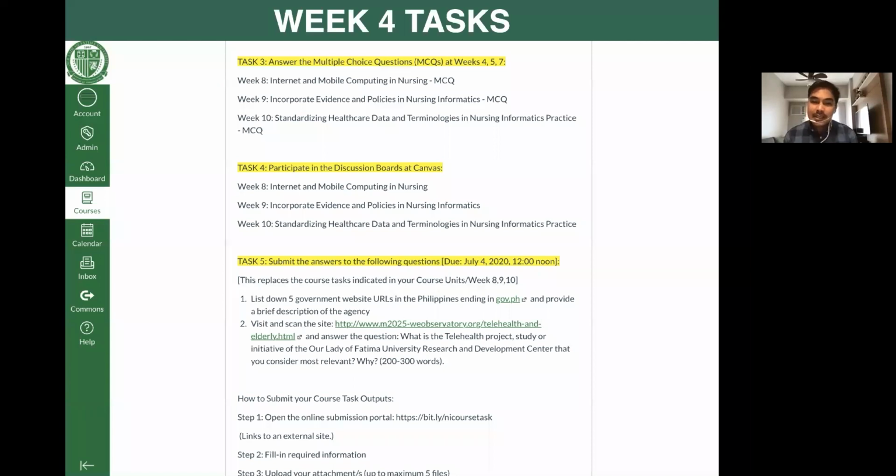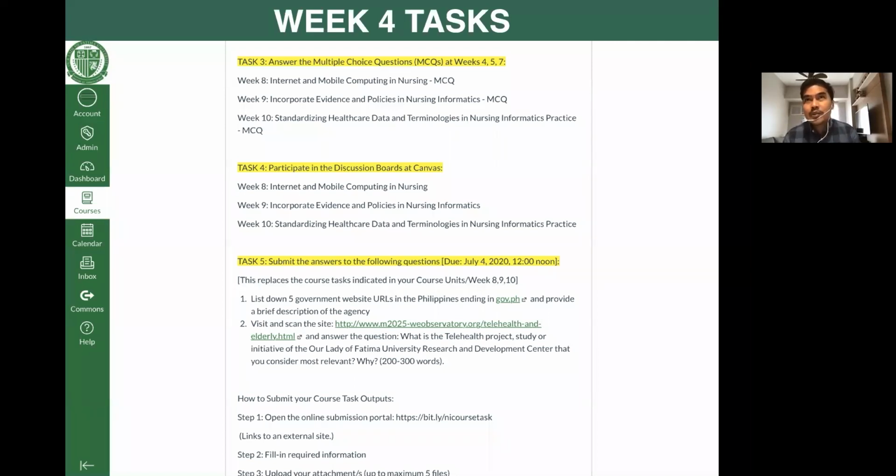Okay. So list down 5 government URLs in the Philippines ending in gov.ph and provide a brief description of the agency. Just simple as that. For us to be aware that there are some websites that are for government and the extension is .gov.ph. For example, for Our Lady of Fatima University, our extension is .edu.ph because we are an educational institution.